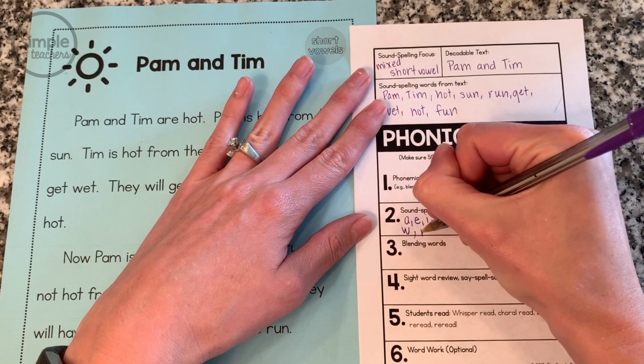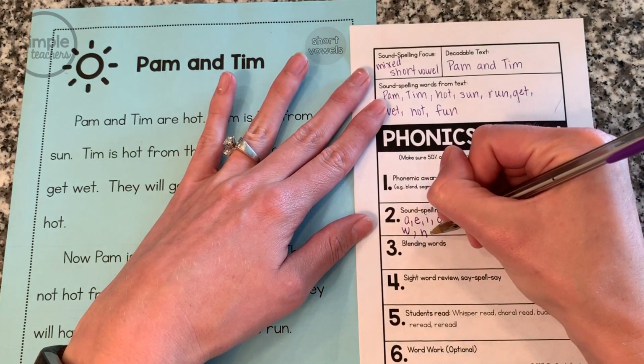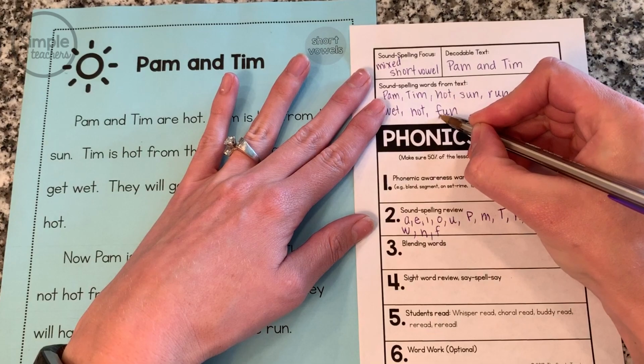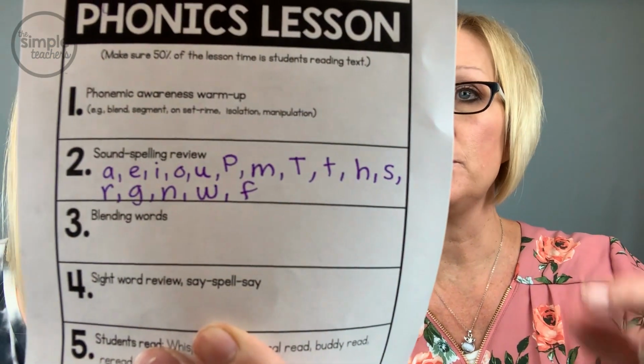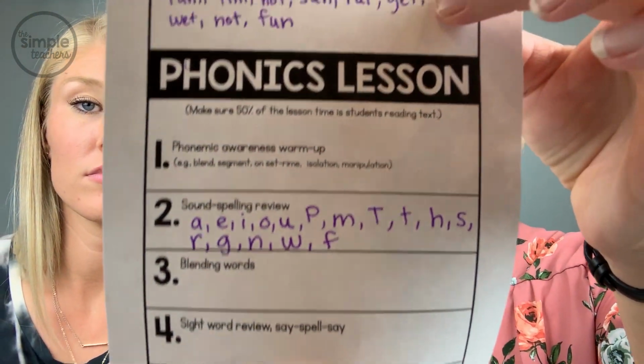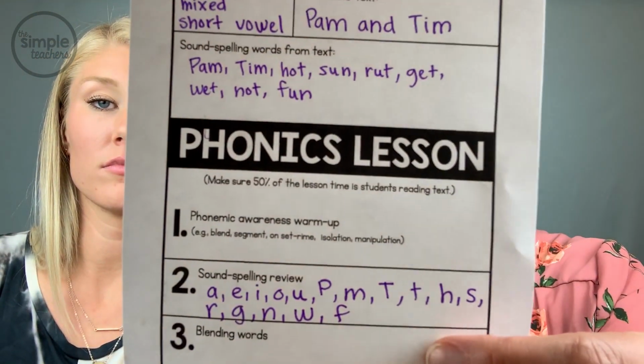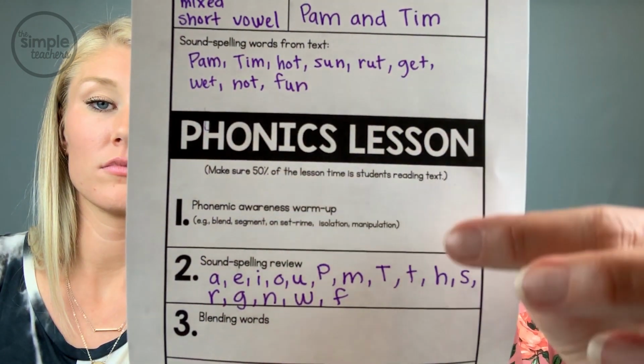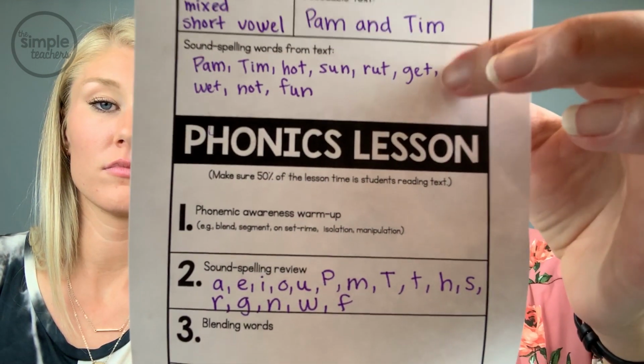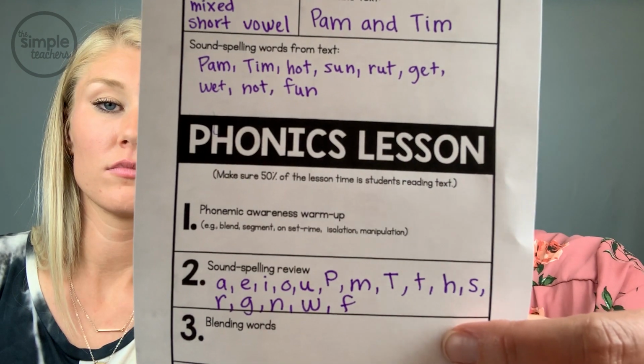Then I'm going to put P, M, T, H, S, R, G, W, and N. All right, now with those, I'm going to also do my sound spelling review, but then I'm going to use these words here and do blending with those. So this list is where I got my spellings, and this list is where I get my blending.